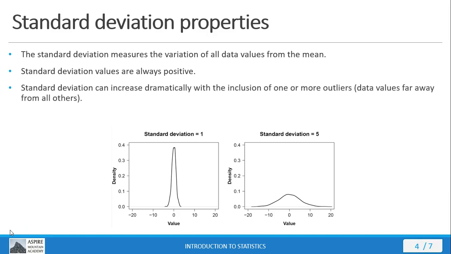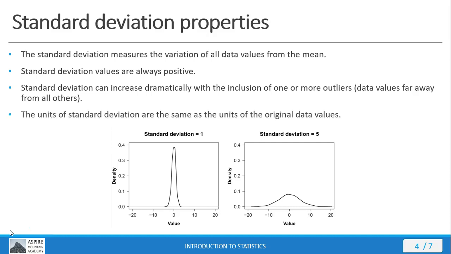Standard deviation can also increase dramatically with the inclusion of one or more outliers. It's not what we would call a resistant measure of variation. It has that same sensitivity that the mean has when you're running the calculation, because it considers every data value. Now, the units of standard deviation are also the same as the units of the original data values.